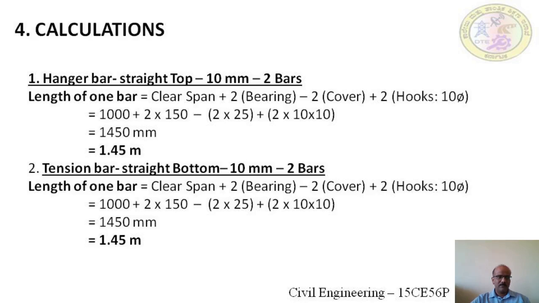In the same way, the bottom tension bar has the same diameter, 10 mm diameter and two numbers. The length will also be the same as explained above. Hence, the straight bar at the bottom is also calculated in the same manner.